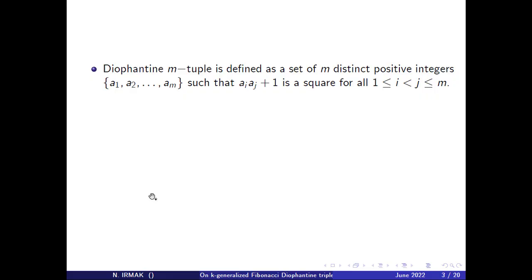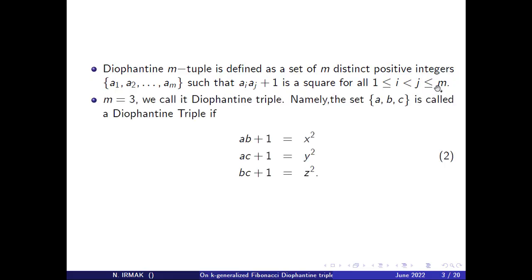A Diophantine m-tuple is defined as a set of m distinct positive integers a1, a2, up to am such that ai times aj plus 1 is a square for all i less than j, from 1 to m. We will be interested in the special case of this definition where we take m is 3. If we take m is 3, we call it a Diophantine triple.